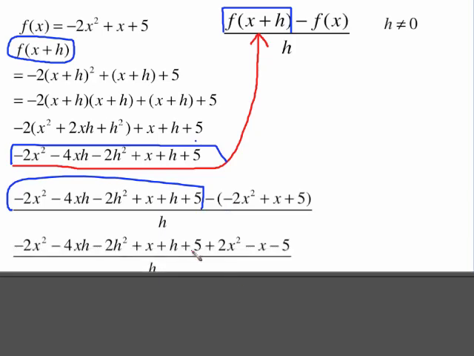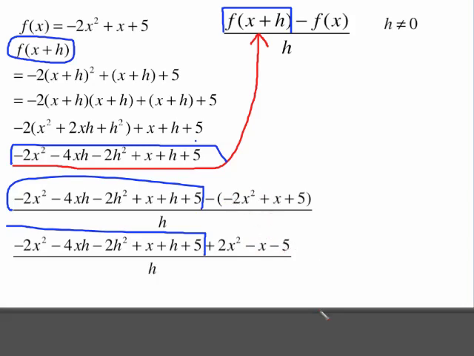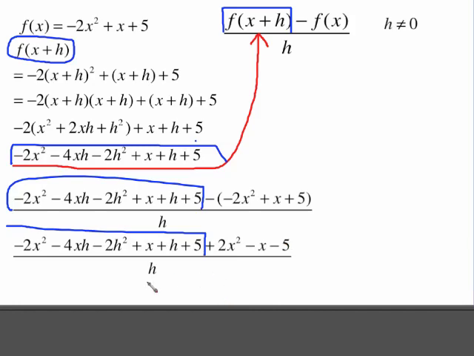So the front of this is going to stay as is. That's the front. And then I'm just distributing the negative, which is going to change all of those signs. So it changes it to a positive 2x squared, changes it to a negative x, changes it to a negative 5. At this point, I just need to go through and combine any like terms and cancel stuff out.